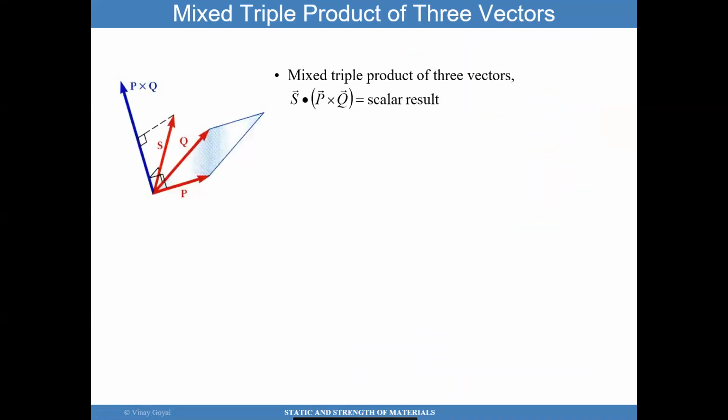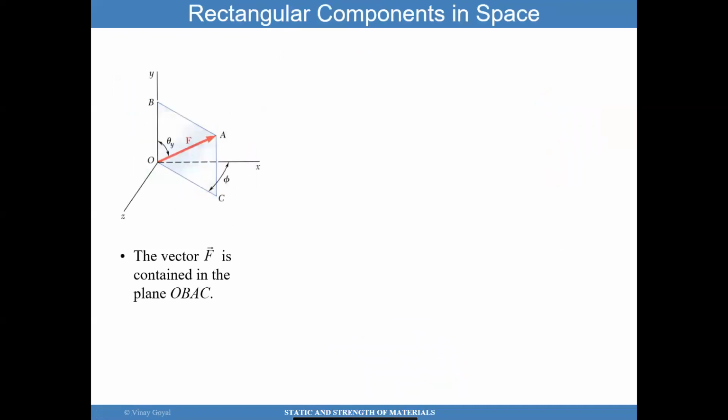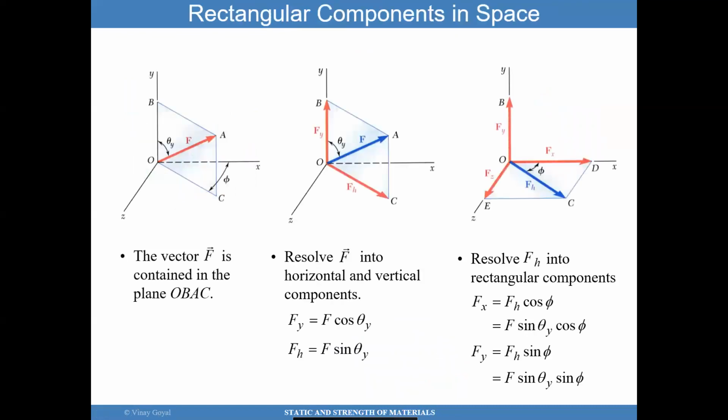Great. So now we're going to move on to rectangular components in space. Here I have a vector F that goes from point O to point A. And this is defined by theta y and also this angle phi here. The theta y is the angle between OB and OA. Phi is defined between OC and the x-axis.